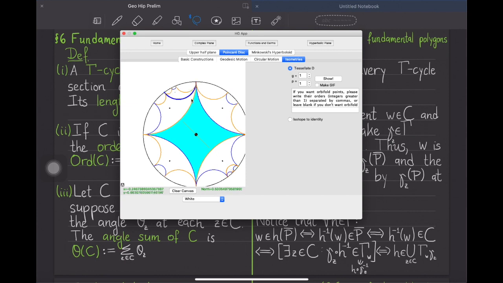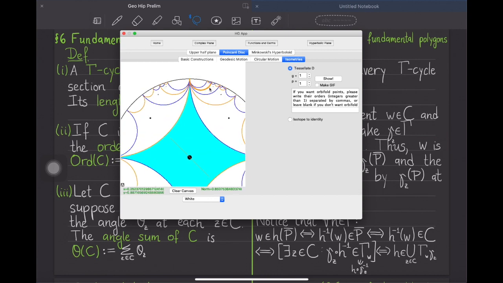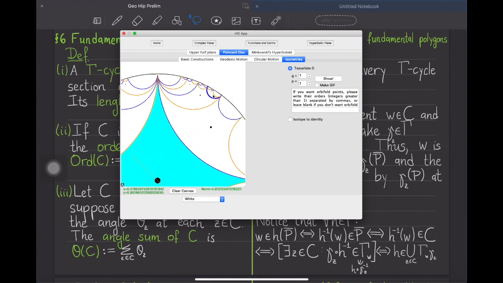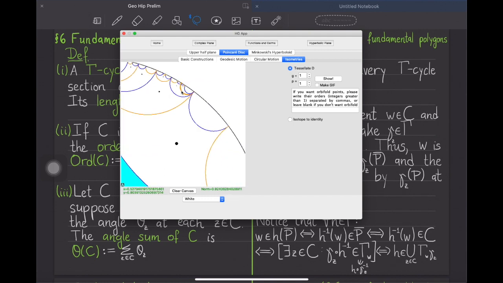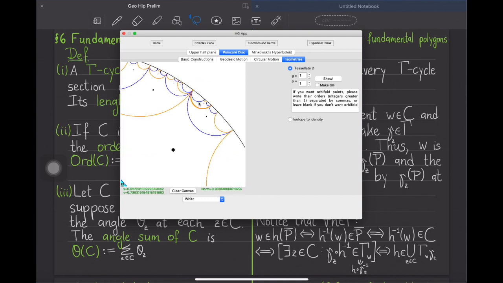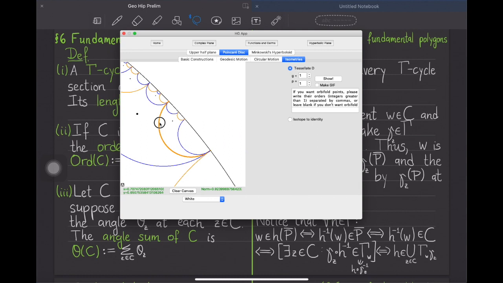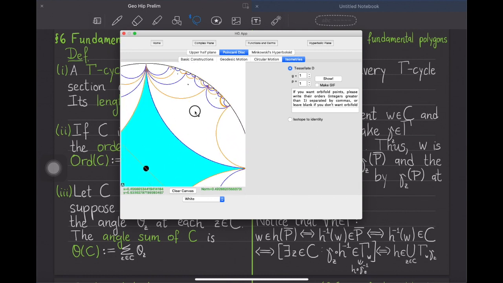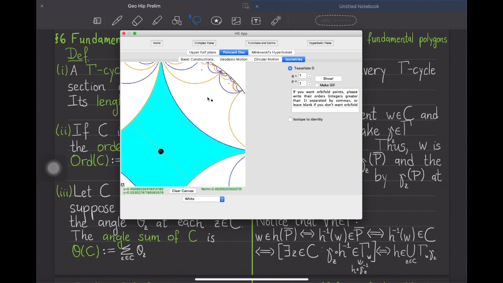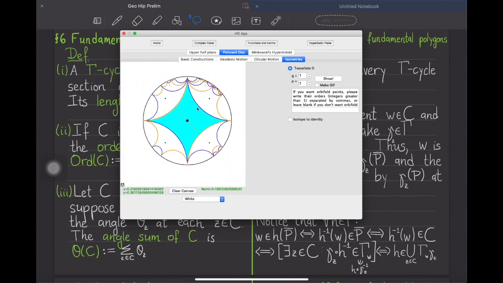Okay, and then you can just start clicking and seeing all these images of the original fundamental domain with the blue and orange boundaries. What I want to illustrate is how you can cover the whole hyperbolic plane with images of the closure of the original fundamental domain. Okay, so that's one thing.